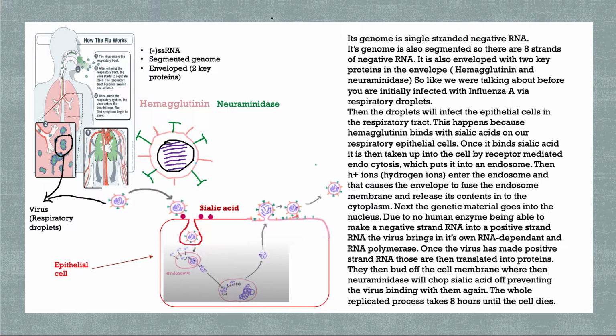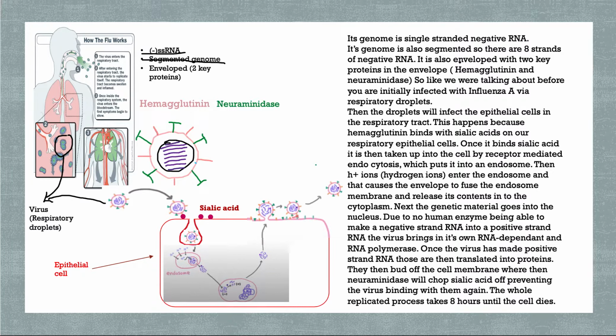So a few things that we have to make sure that we know, or a few things to go over, is that its genome is single-stranded negative RNA. Its genome is also segmented, so there are 8 strands of negative RNA. This can be seen right here as well.